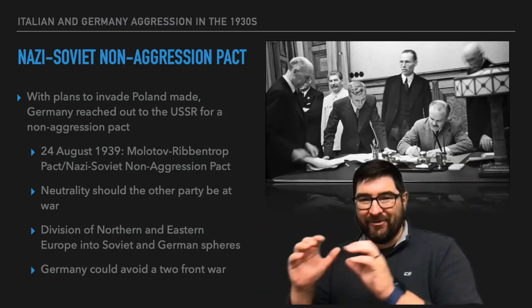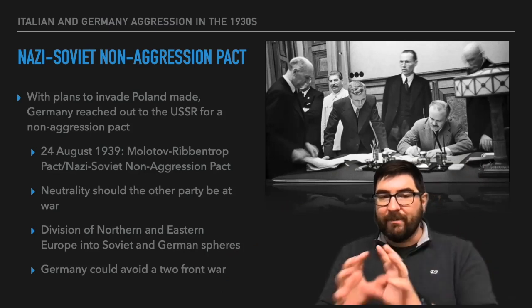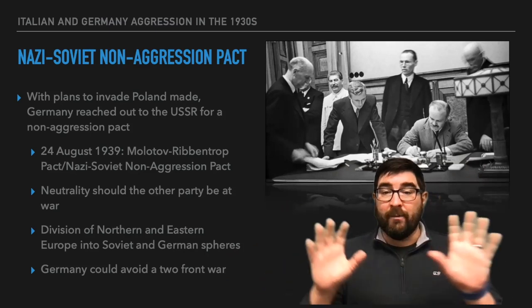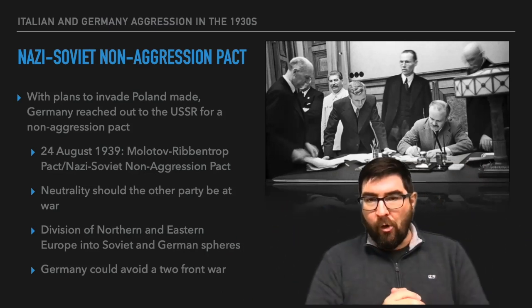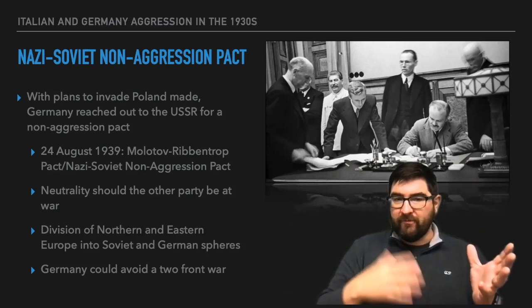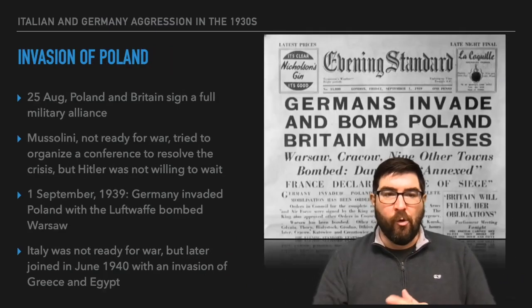Adolf Hitler and Joseph Stalin, Nazi Germany and the Soviet Union, would sign this Molotov-Ribbentrop Pact. The Nazi-Soviet Non-Aggression Pact, where each side would stay neutral should the other party be at war, and they would agree to divide Eastern Europe into Soviet and German spheres. This would help Germany avoid their two-front war.